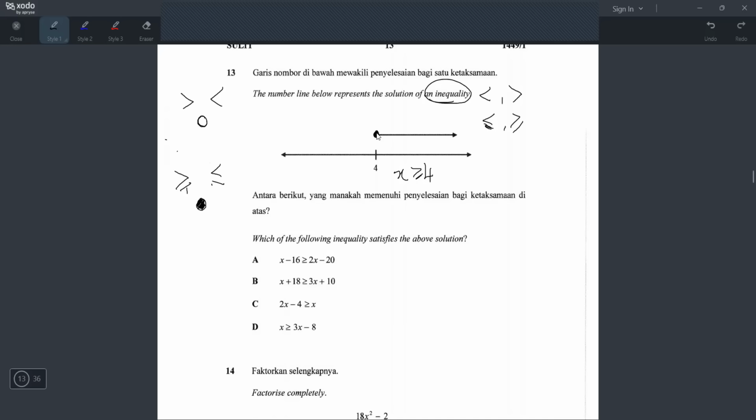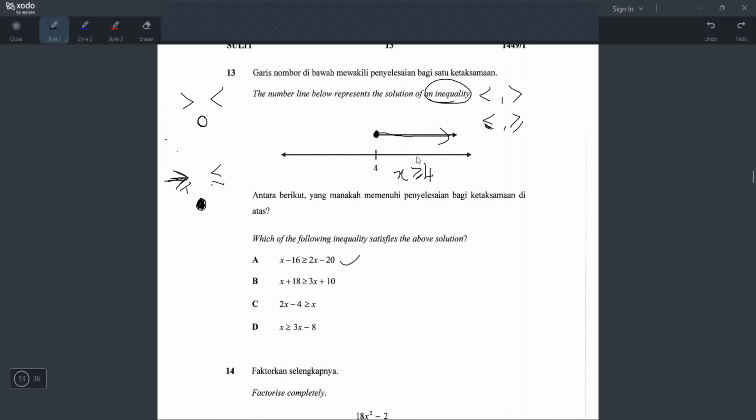And why is it bigger? Because the arrow is pointing this direction. So definitely it has to be like this. Right? It's pointing towards there. It means bigger. Bigger than 4. Okay. So A, B, C, D, which one is the answer? Okay, I can see A, B, C, D. There is not a single one that matches this, right?